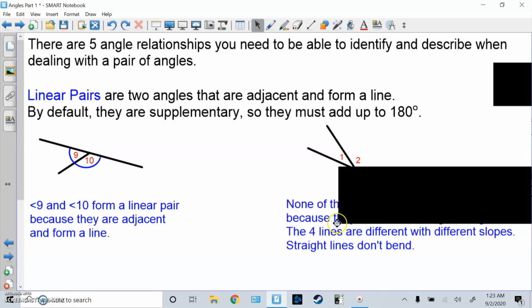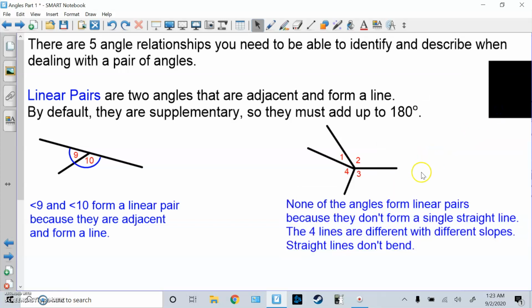Over here, none of those angles form linear pairs because they don't form a single straight line. These four little line pieces are different because they have different slopes. Remember, straight lines do not bend. The closest one would be, I guess, this, but it bends right here.